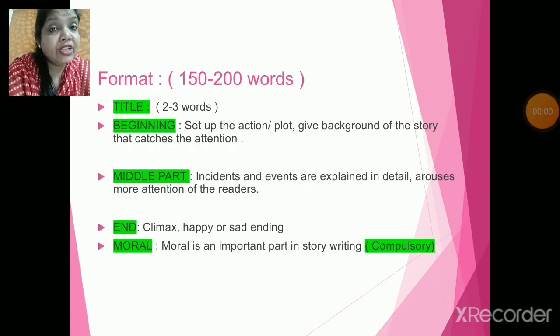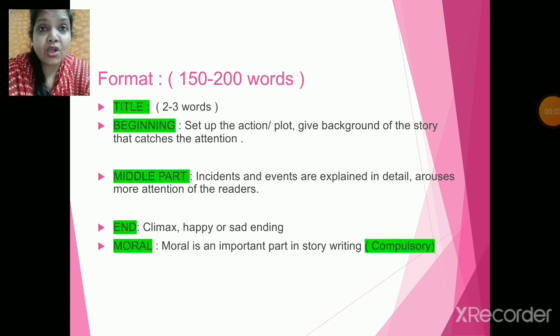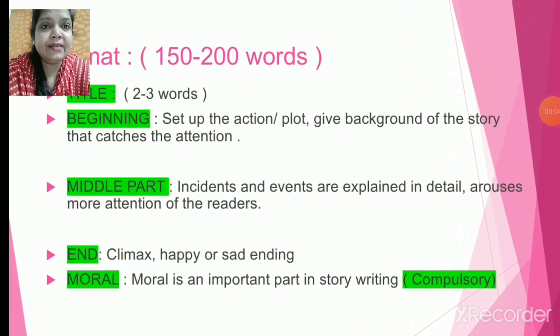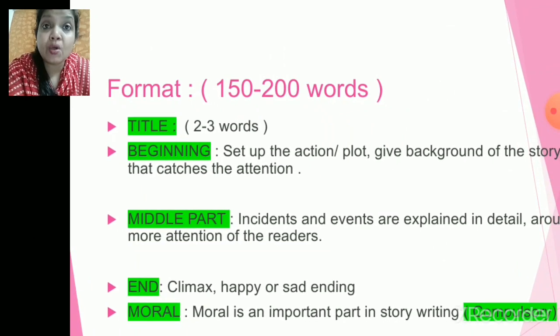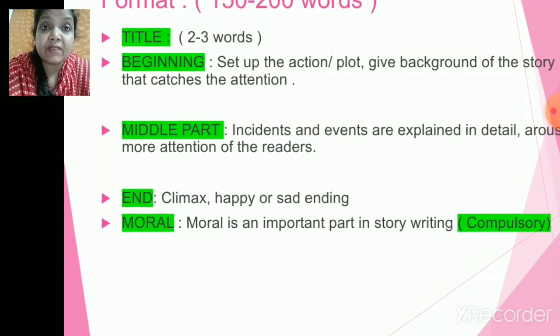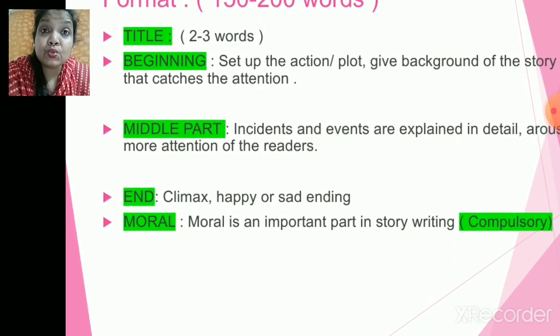Now, children, I'm very sure that you know the format of story writing, right? Generally, your story writing format should be something like this, which I have mentioned over here. You can write the story in 150 to 200 words. First, you have to give a title to the story. It could be 2 to 3 words, or 3 or 4 words as well.